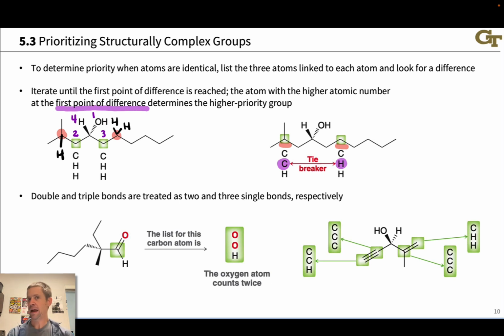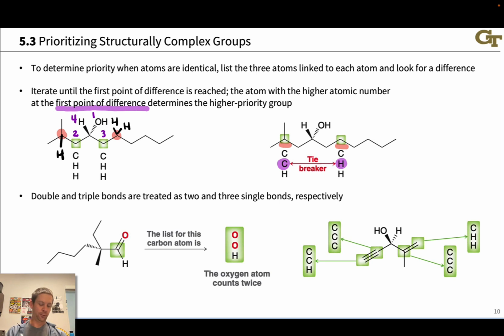Double and triple bonds. How do we deal with these? We actually think of a double or a triple bond as 2 copies of that atom. So for example, a CO double bond is generally going to get higher priority than a CO single bond. Something like a carbonyl group is going to get higher priority than an alcohol group at the same position in another one of the chains connected to the stereocenter.